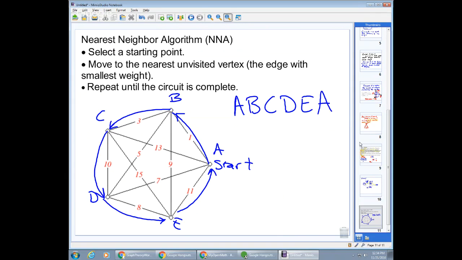All right. Oh, and by the way, how much did this circuit cost us? We didn't actually show that. Let's see, 1 plus 3 is 4, plus 10 is 14, 8 is 22, and 11 is 33. Okay, so this particular circuit cost us 33, whatever, time, miles, dollars.